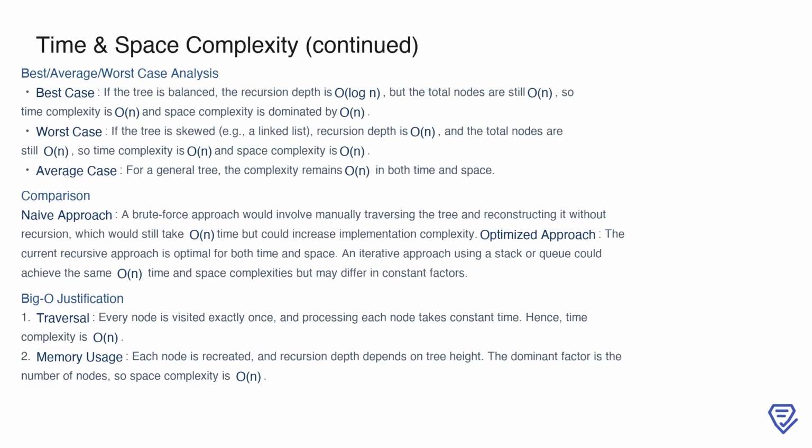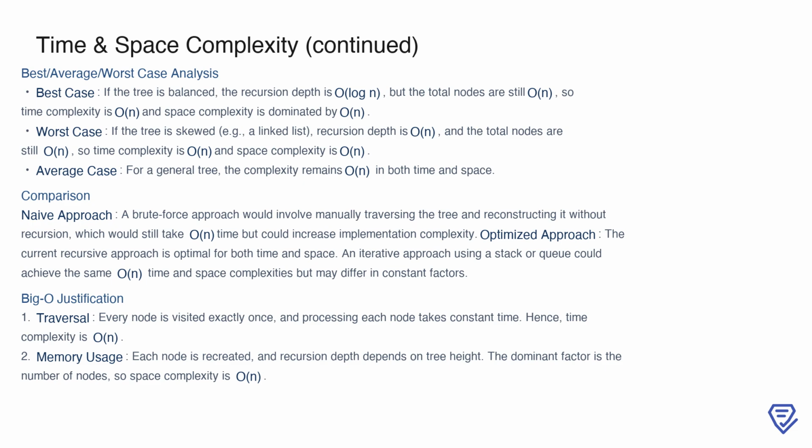In the best case, if the tree is balanced, the recursion depth is O(log n), but since there are still n nodes to process, the time complexity is O(n), and the space complexity remains O(n), dominated by the clone nodes. In the worst case, such as a skewed tree resembling a linked list, the recursion depth becomes O(n), and the total nodes are still O(n), resulting in O(n) time and space complexities.